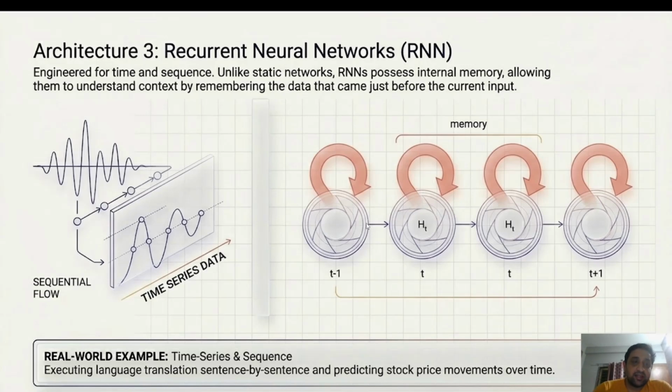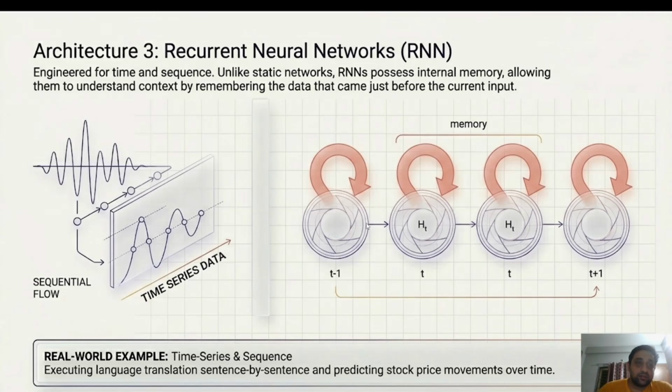Standard ANNs and CNNs have no memory. Show them data point A, then data point B. They process each completely independently, but language doesn't work that way. The word bank means something completely different in "I went to the bank for a loan" versus "I sat on the river bank." Context, the word that came before, changes everything.